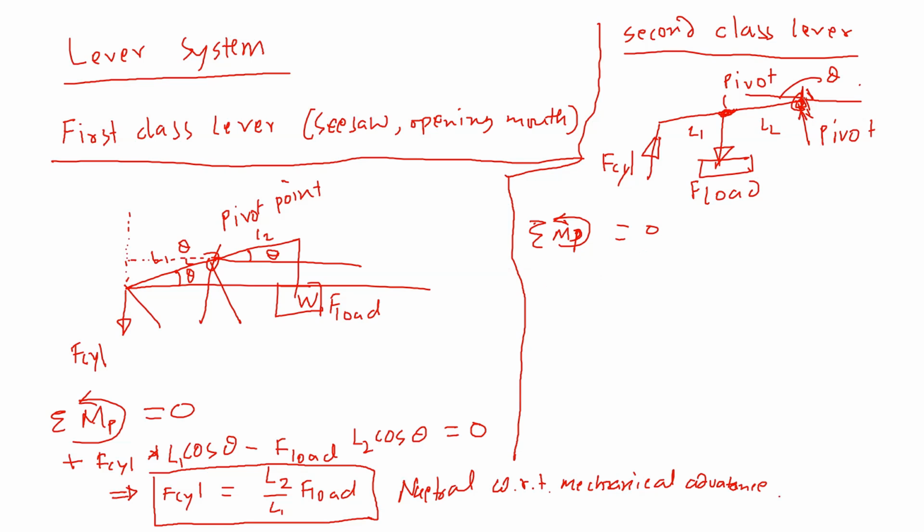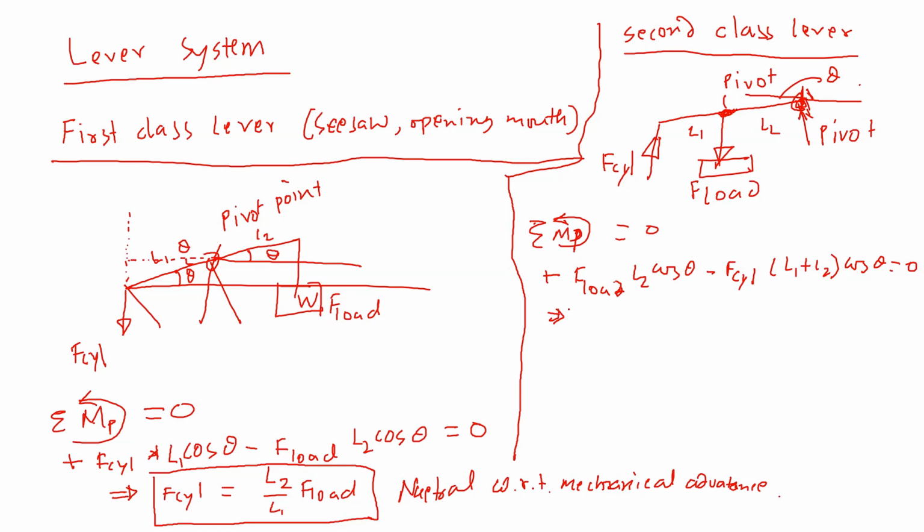So with respect to this pivot point, the moment due to the load will be F load times the distance. That would be anti-clockwise, so that's positive: plus F load, and the distance is L2 times cosine theta, the shortest distance. And this F cylinder will be a negative moment with respect to that point. So that's negative F cylinder, then L1 plus L2 times cosine theta, and all of this is equal to 0.